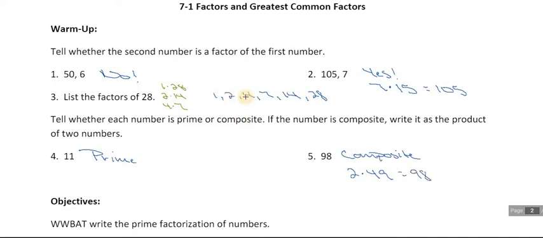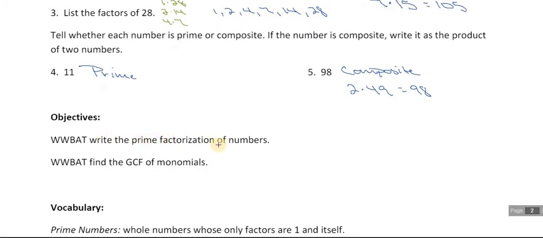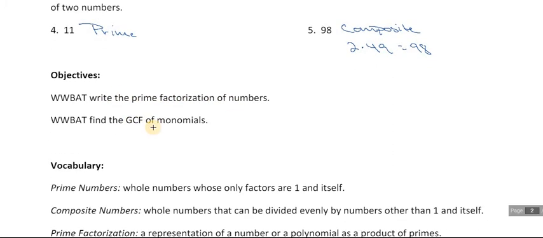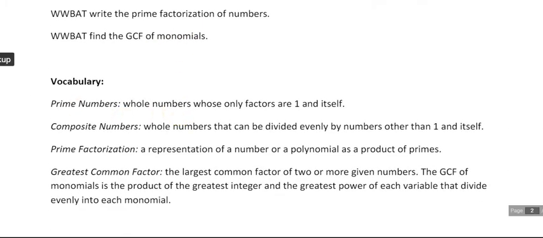So I thought it was important to do the warm-up here with you just for the sake of this vocabulary. So our goals for today are to be able to write the prime factorization of numbers and find the GCF of monomial terms. Important vocabulary: prime numbers are whole numbers whose only factors are 1 and itself. So there are no other numbers that divide into it. A composite number, those are whole numbers that can be divided evenly by numbers other than 1 and itself.